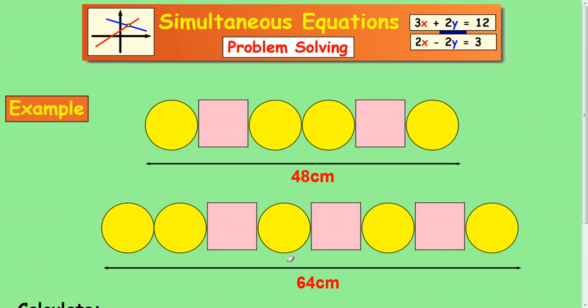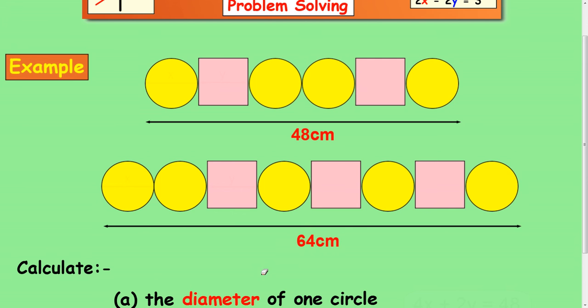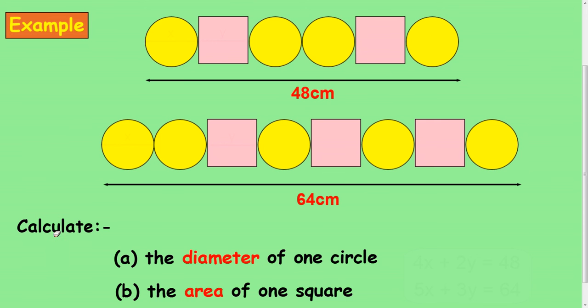Okay, let's just quickly look at something a wee bit different. We've got circles and we've got squares. And it says at the bottom, calculate the diameter of one circle and calculate the area of one square. Now the easiest way to do this is to just work out the diameter of the circle and the length of the square to start. I suppose you get circles and squares, so you could use C's and S's, but I'm going to go for x's and y's again, where x is the diameter of a circle and y is the breadth of a square.